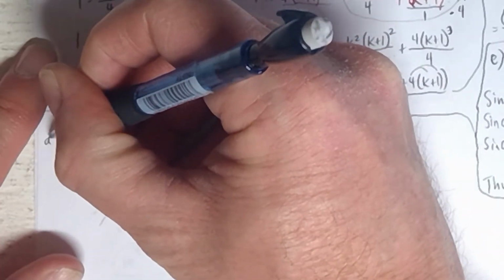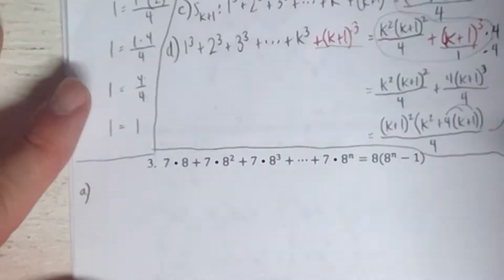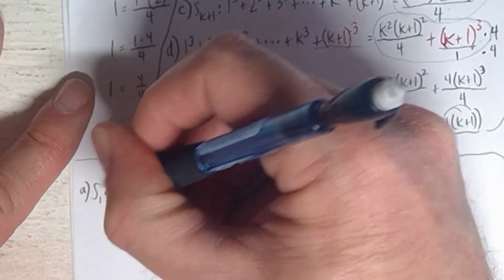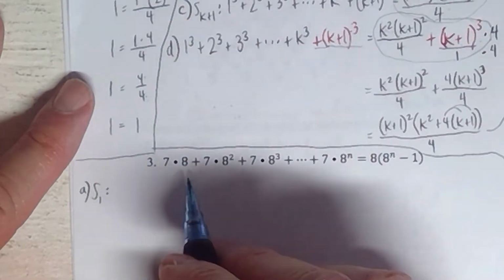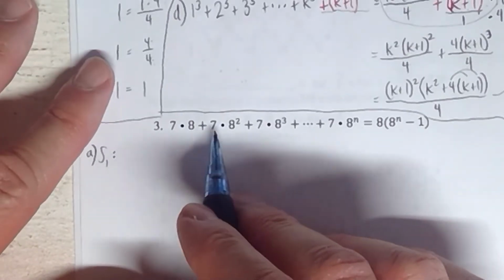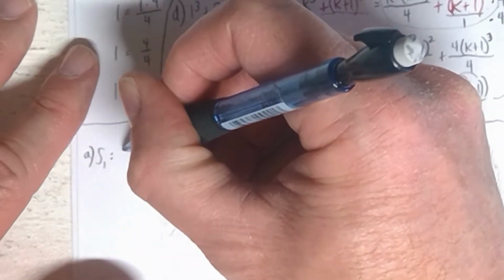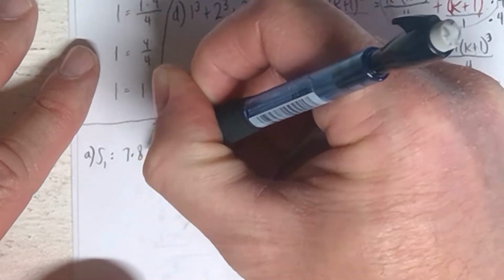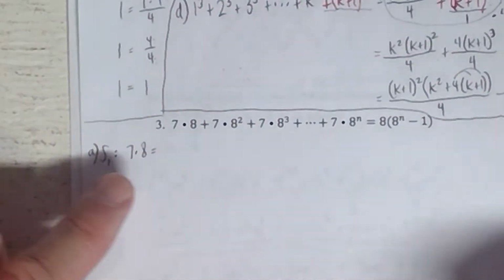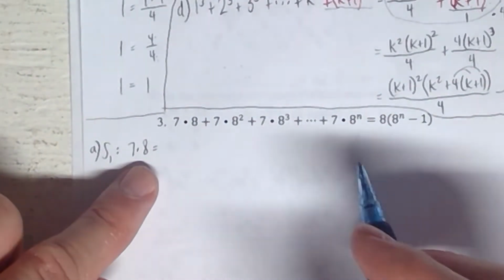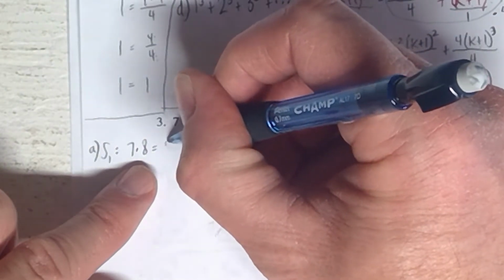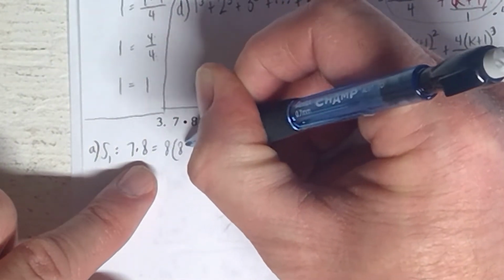As always, like we did in the first two problems, we start out by verifying the first statement. And that means to take the first term, the part that's before the first plus sign, that's outside of any parentheses, and that would be 7 times 8. So the first statement is the first term on one side, and then on the other side you just plug in the number 1 wherever you see the variable n. And so there it is right there.